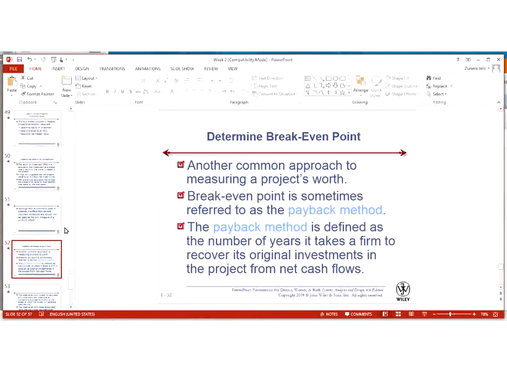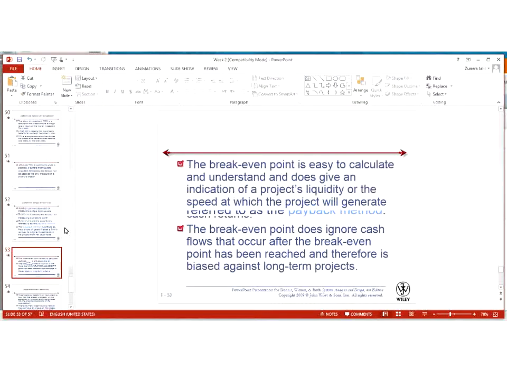What other measures are there? One of the measures is the break-even point. It is sometimes also referred to as the payback method. When is your project going to pay back? It is defined as the number of years it takes a firm to recover its original investment in the project from net cash flows. So the original investment was made, then after how many years the initial investment is recovered, and how much profit you are making with the passage of time.